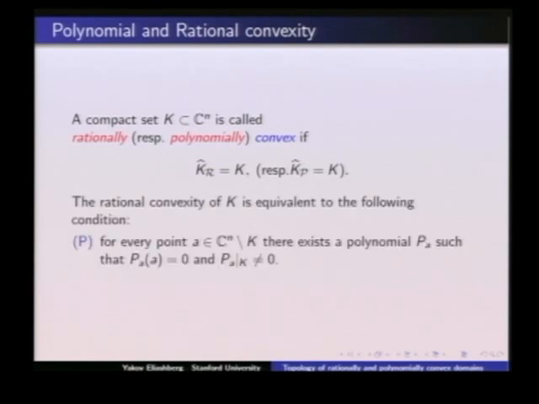Rational convexity is in fact very easy to show: it is equivalent to the fact that for every point away from the set, you can find a polynomial which vanishes at this point and does not vanish on the set itself. Like, through every point away from this set, you can pass a hypersurface not intersecting the compact set.